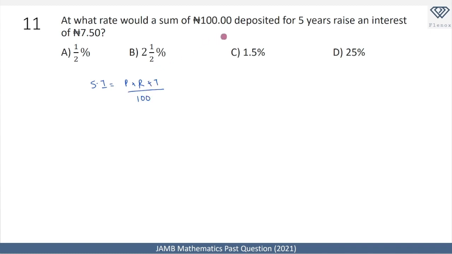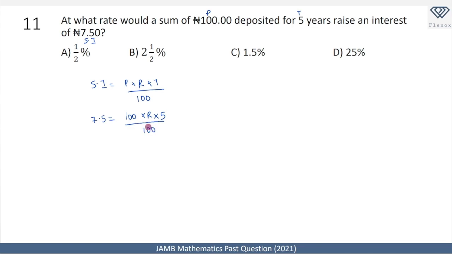Now we've been given the principal, which is the amount that we invest. So this is the principal. We've been given the time, 5 years. We've been told the interest, 7.5 naira. Now we're told to find the rate R. So we can just substitute all of this into the equation. So our simple interest is given as 7.5 is equal to my principal, 100, my rate, which is what I'm looking for, and my time, 5 years, divided by 100.